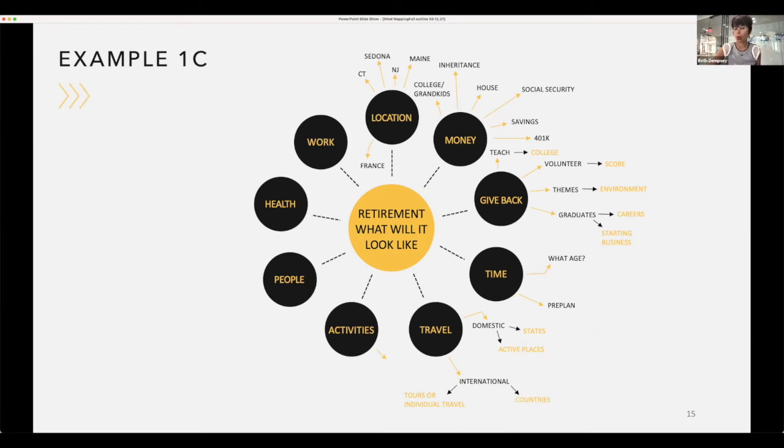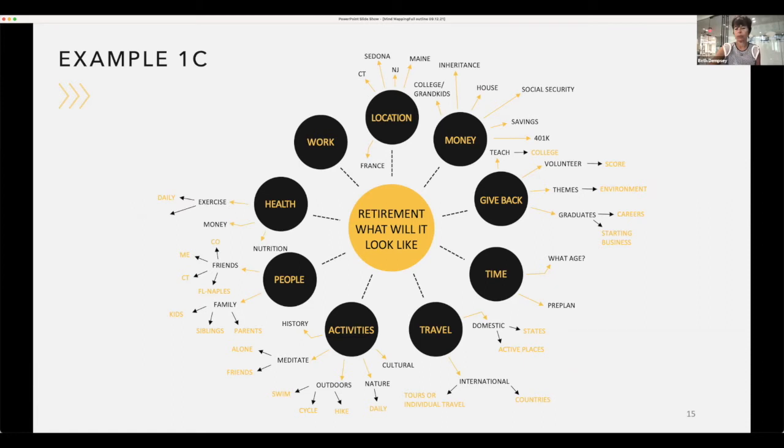Activities, cultural, nature, outdoors. Meditation is something that's important. Okay, people, who do you want to spend the time with when you retire? Family, friends. Who are those friends? Where are your friends located? Health, nutrition, money, exercise, insurance, places, work.